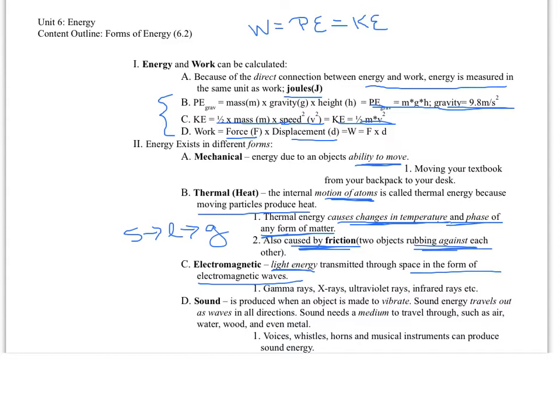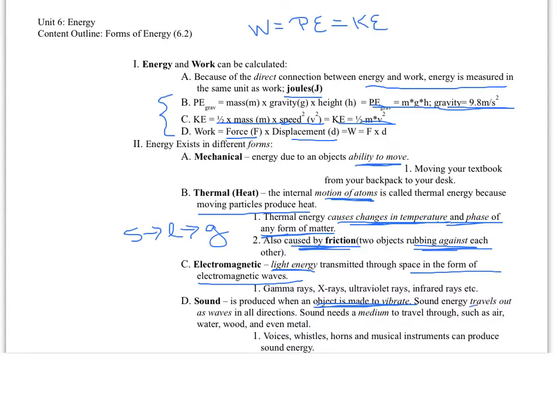Then we have sound energy. Sound energy is produced when an object is made to vibrate. So, for example, just me talking right now, you hear the sound of my voice by the vibrations of the vocal cords. If you play an instrument, most of them cause some form of vibration, and that produces the sound.